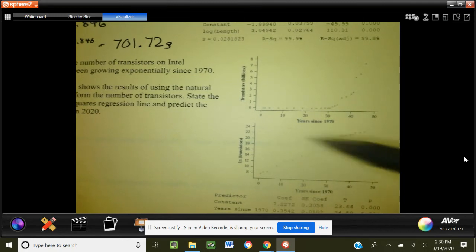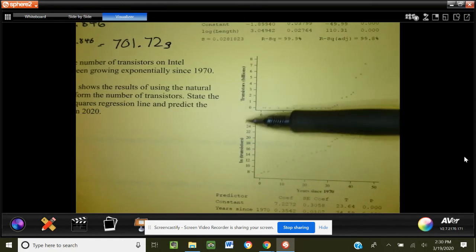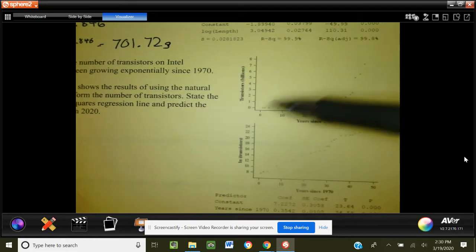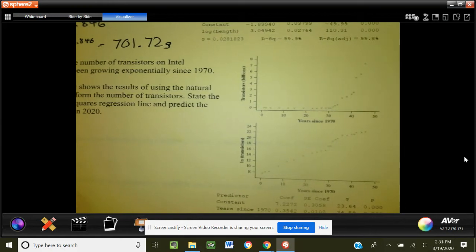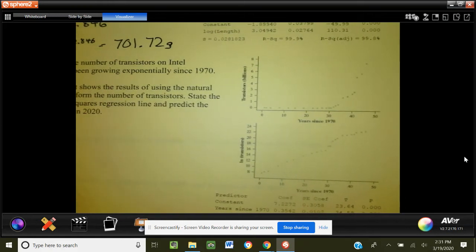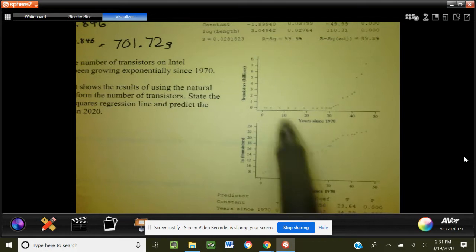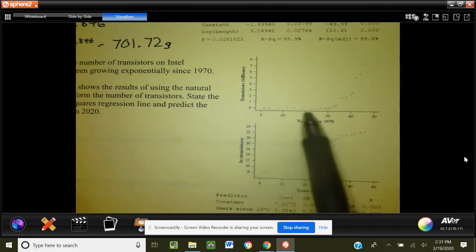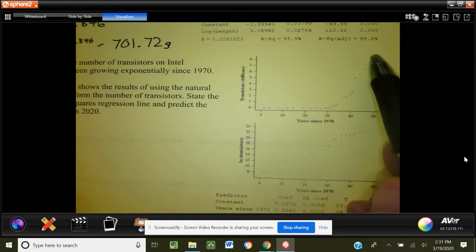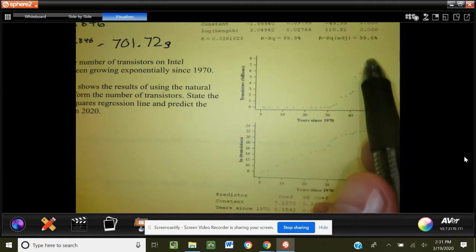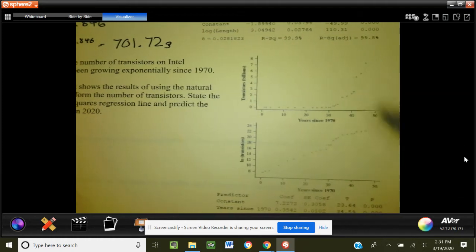So we're looking at time, years since 1970, and the number of transistors on Intel microprocessors. As you might suspect, as time has gone on, we've been able to fit a lot more transistors on microprocessors and make microprocessors so much smaller than they used to be. And so the number of transistors on microprocessors has risen exponentially. Very clearly, if you look at this curve, it's rising slowly and then it just shoots up. Very different from the more constant curve you saw in the previous example, which would indicate a power model. This one's exponential.